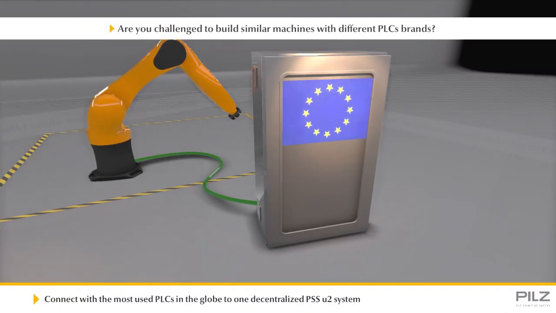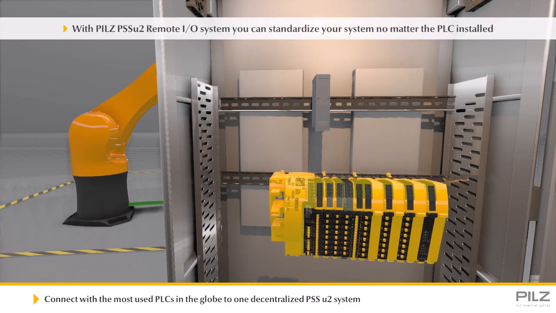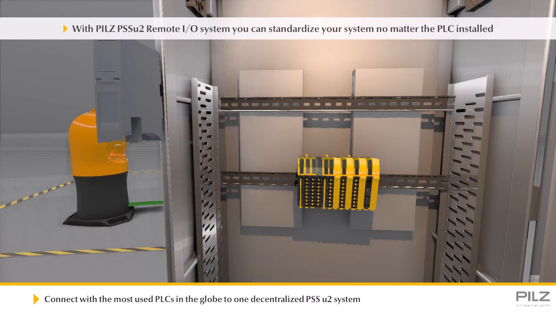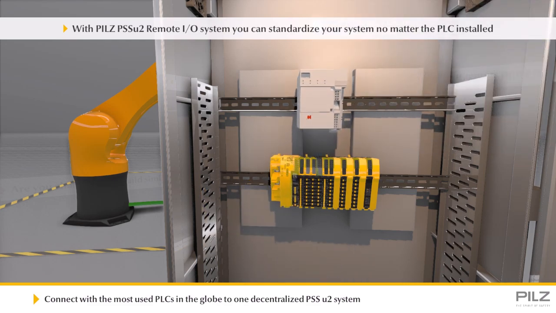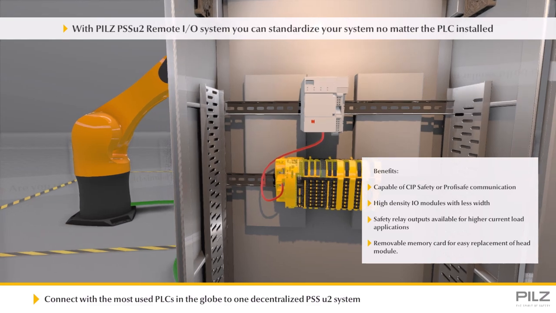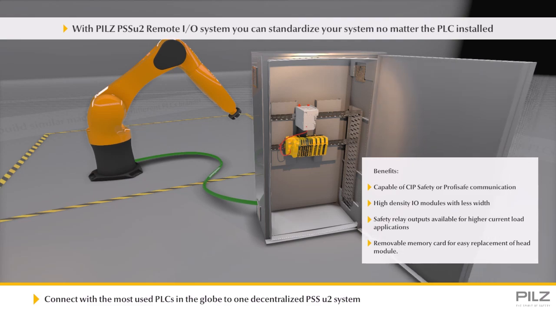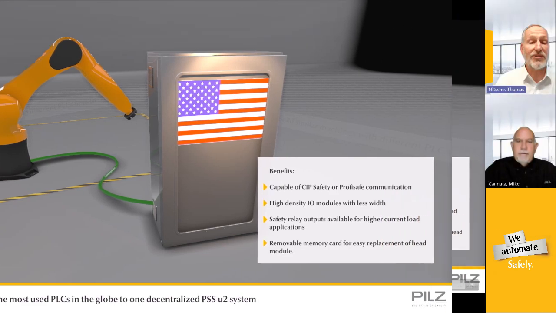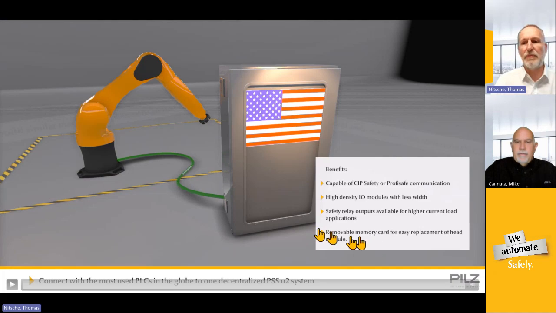Okay, let's see a little bit what we can do with it. Let's assume you have a PLC somewhere in Europe. You can use the PSSU2 as an I/O platform. You just exchange the head module for the one with CIP safety, and you can leave your installation, your I/O modules, as they are. You just have to exchange the head module. We have a high density with less width. We'll get to that point later. And you also have safety-related relay outputs.